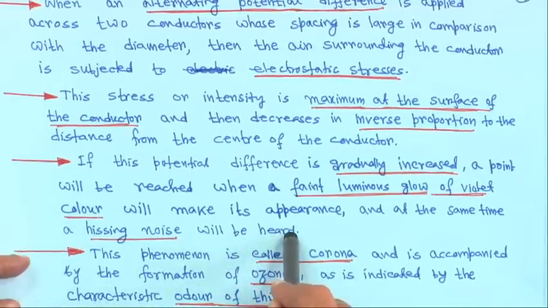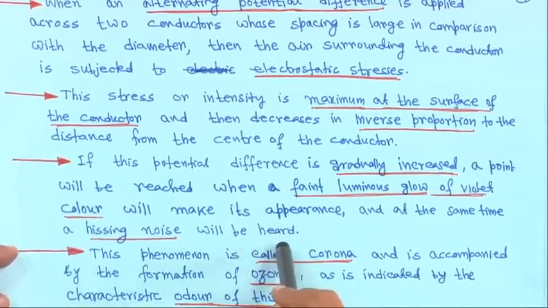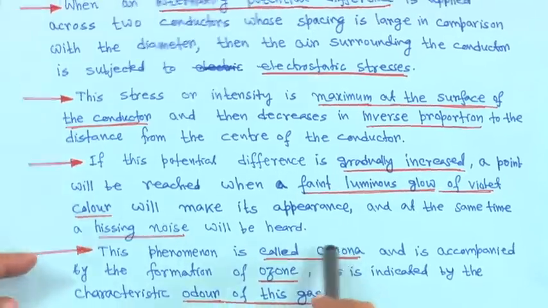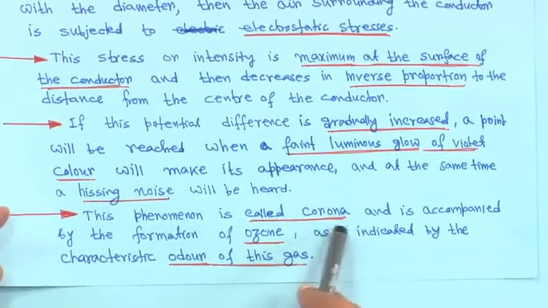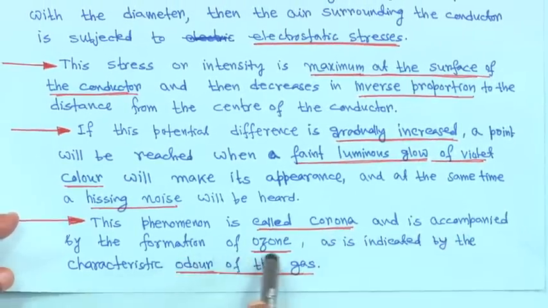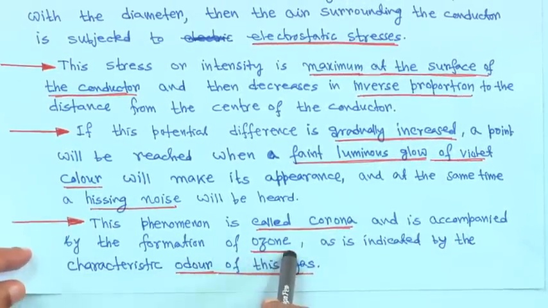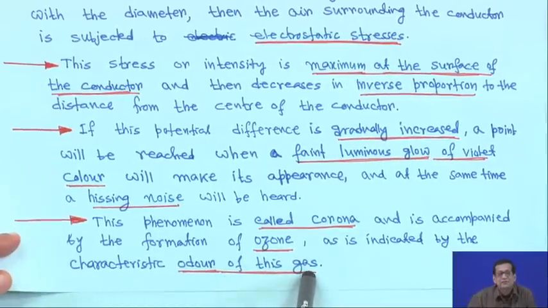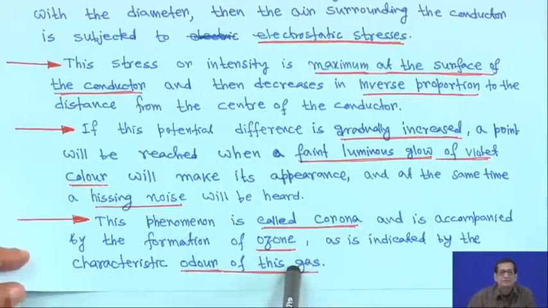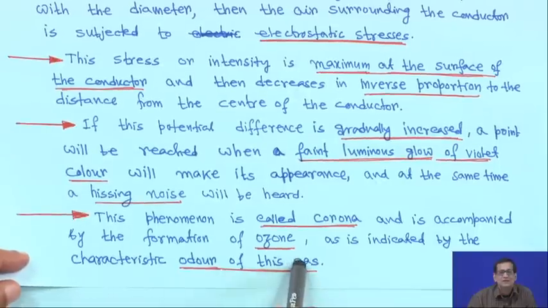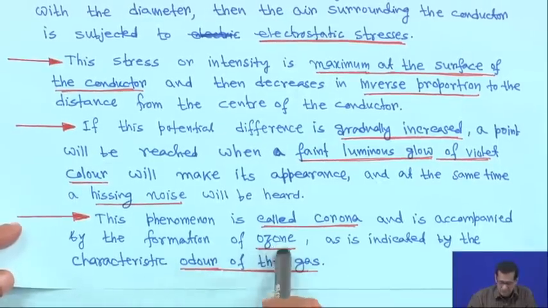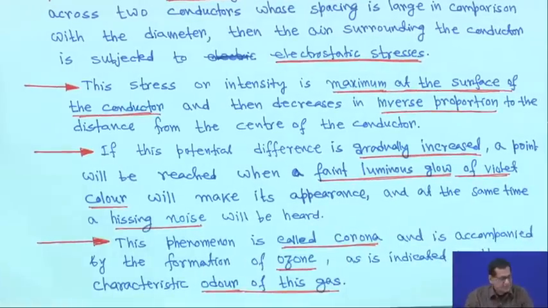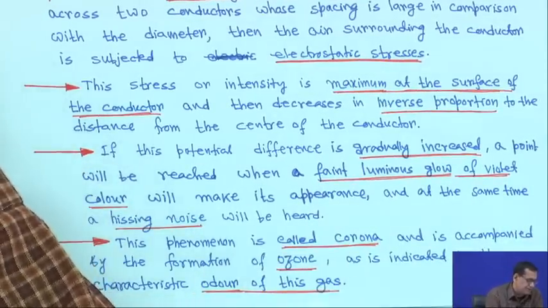And another thing is that you will find a characteristic odor, that is, ozone gas, right. So, this phenomenon is called corona and is accompanied by the formation of ozone. This ozone will be formed, as is indicated by the characteristic odor of this gas. So, from its smell you can find out that this is ozone gas, right. So, this is the basic philosophy of corona.